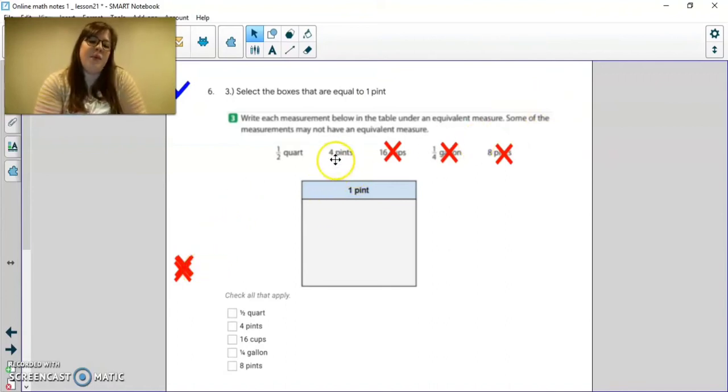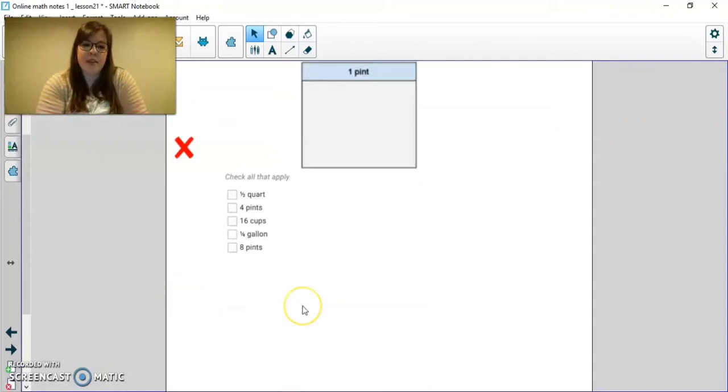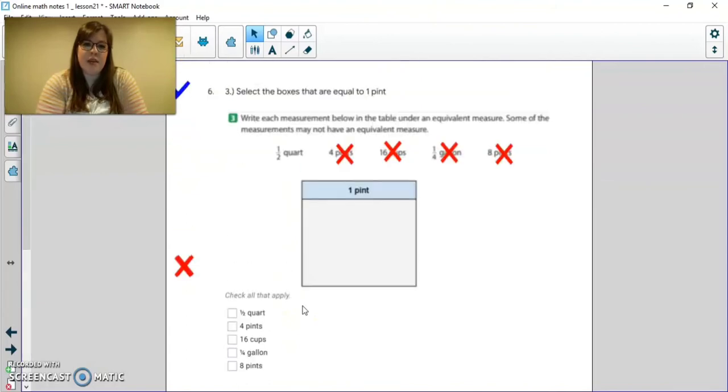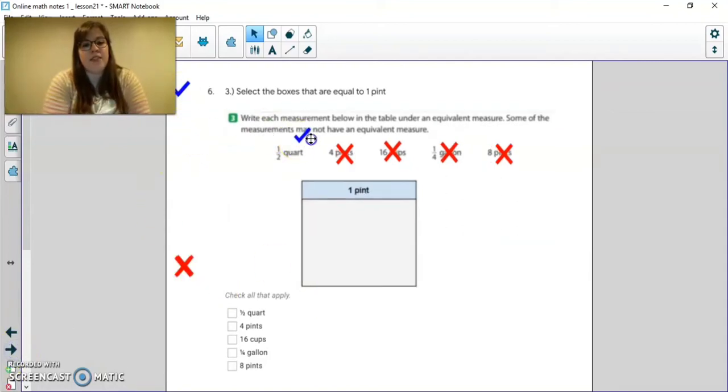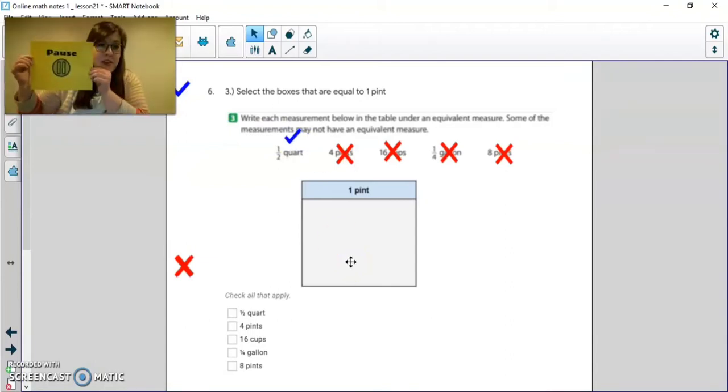I see that the second one says 4 pints. Well, just saying that, I know 4 pints is not equal to 1 pint, so I'm going to cross that off. And then I'm just going to double check. Is half of a quart equal to 1 pint? If I look back on my picture, so I'm going to go back to the other one, I can see that there are 2 pints in 1 quart. So 1 pint would be 1/2 or 1 out of 2. So that is equal to that. So our answer for this one is 1/2 quart. You can pause your video and record that now.